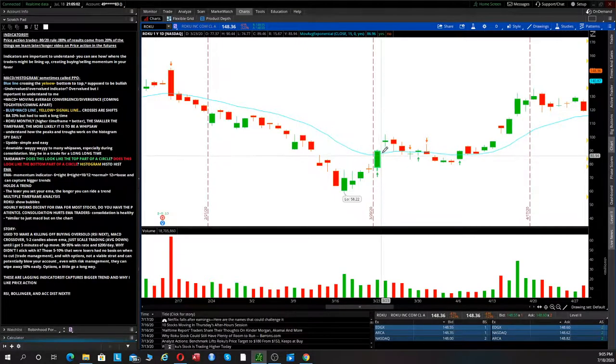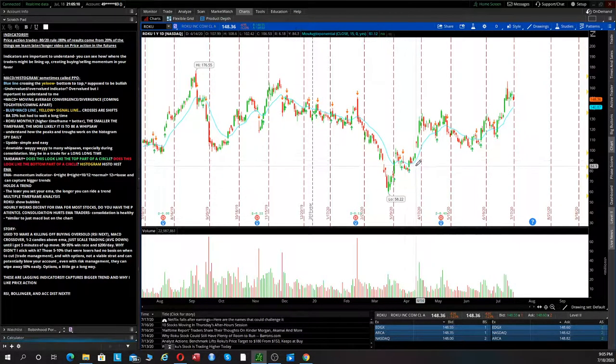You'd buy up here, you'd sell right there. Small break-even trade, you'd sell right there, then you'd buy right here. Another break-even trade. However, if you just would have bought right here, you wouldn't have sold all the way till here. So you're basically trying to capture it. The looser you set your EMA, the more of a trend that you can capture. So yeah, the looser you set your EMA, the longer you can ride a trend.